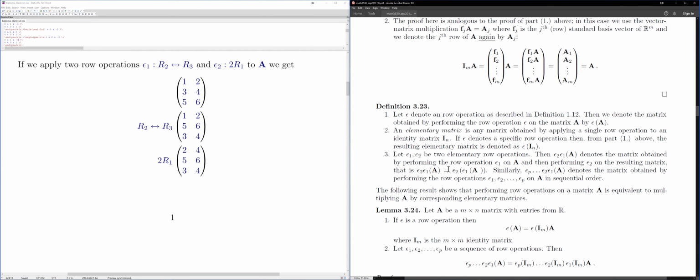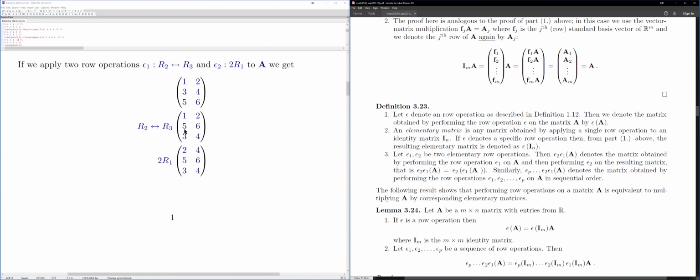We'll need some more notation here. Let's consider this matrix A, a 3 by 2 matrix. I'm going to apply two row operations to it. The first row operation is switching two rows, and the second is multiplying a row by a non-zero scalar. The first I'm going to call epsilon 1, and the second epsilon 2. Our normal way of applying row operations starts with a matrix A.